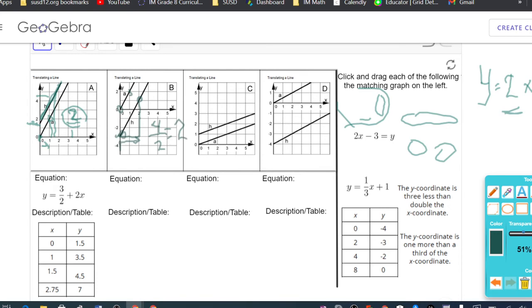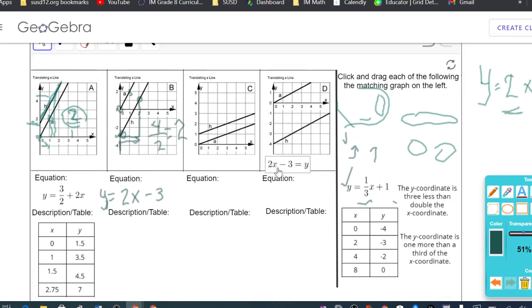Okay, the y-intercept is -3. I'm going to just write the equation myself. Y equals slope of 2, 2x minus 3. That's the equation that I'm expecting. Is it this one? No, because this slope is 1/3. This y-intercept is 1. That's not it. Is it this one? Yes. The slope is 2, and the y-intercept is -3. So let's move that on over. Right here.